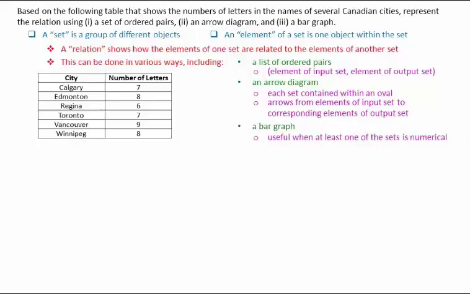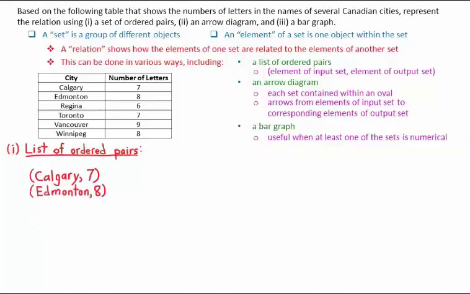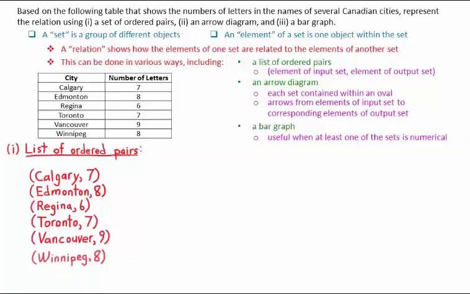For our set of data, first of all, using a list of ordered pairs, we have to express in parentheses the input, which corresponds to the city, and then the output value corresponding to the number of letters. For Calgary, we have 7 letters. For Edmonton, 8, Regina, 6, Toronto, 7, Vancouver, 9, and Winnipeg, 8.